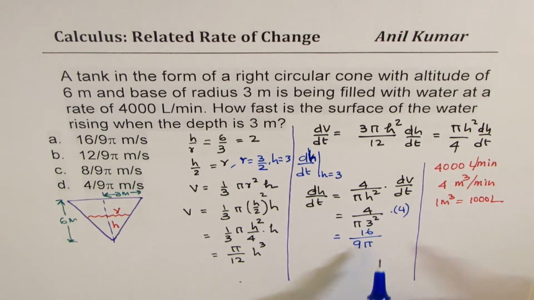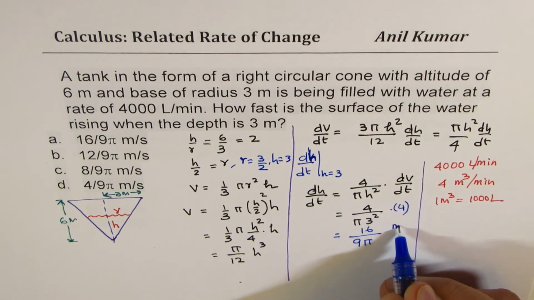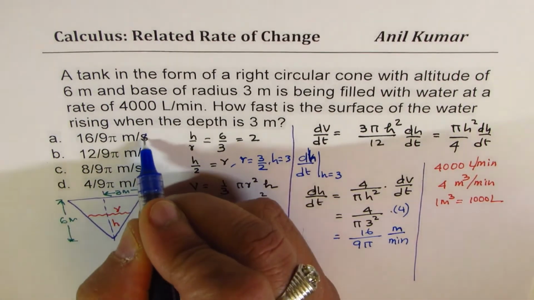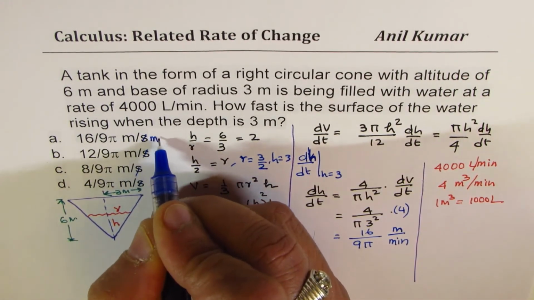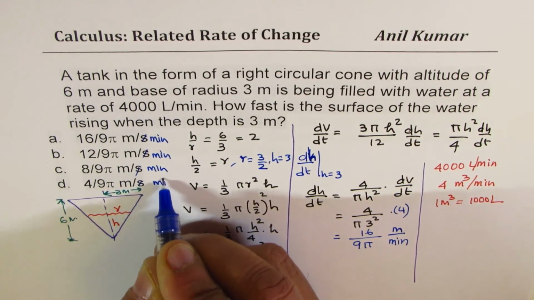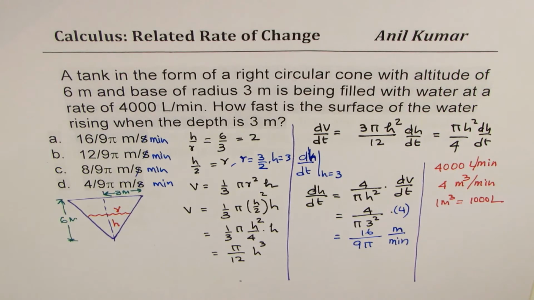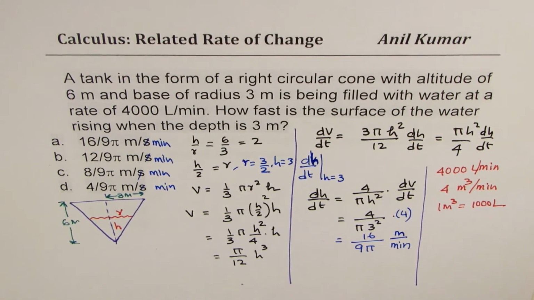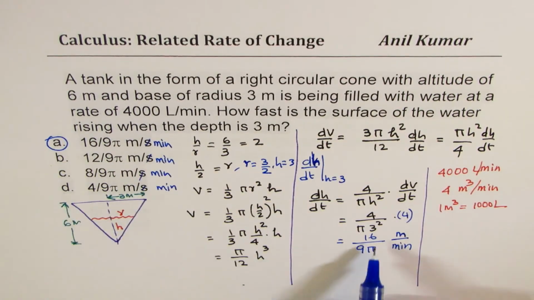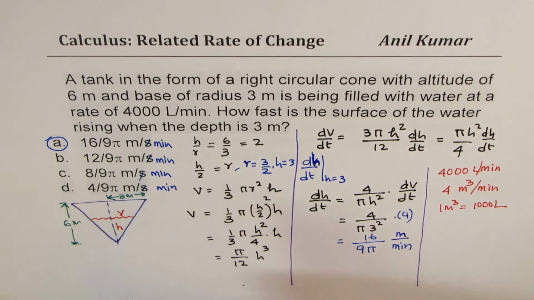However, the units are meters per minute, not seconds. Is it okay? So there is another typing error here. This is not seconds but minutes. Sorry for these typing errors, but I hope you understand the method and how to do it. So our option is option A, which is 16 over 9 pi meters per minute. Excuse me for that, but I hope the method is understandable. So that's how we should be doing it.